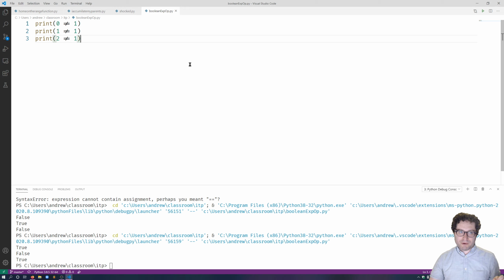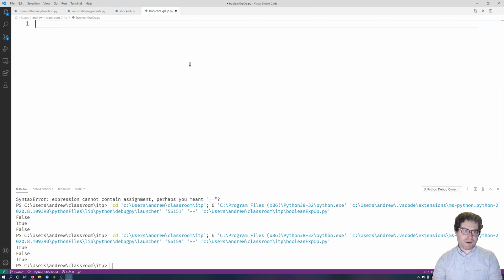So this is 8.3 in our text, which is logical operators: and, or, and not. Let's start with simple stuff. Let's look at the not value. Not, given a Boolean, produces the opposite.